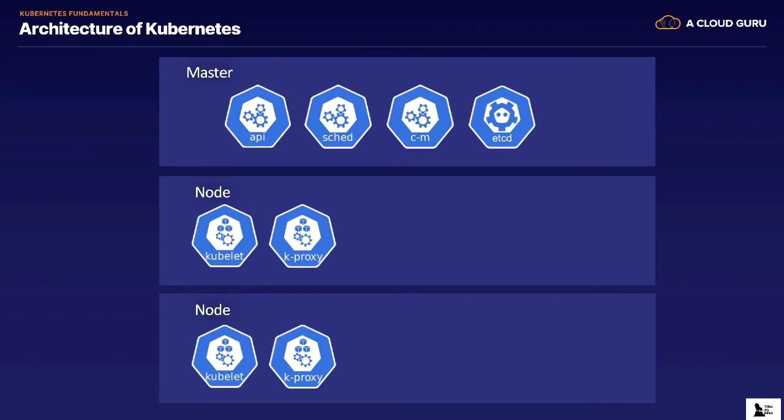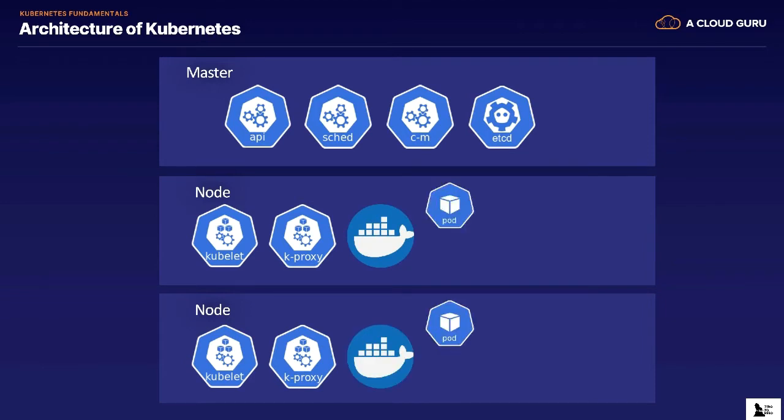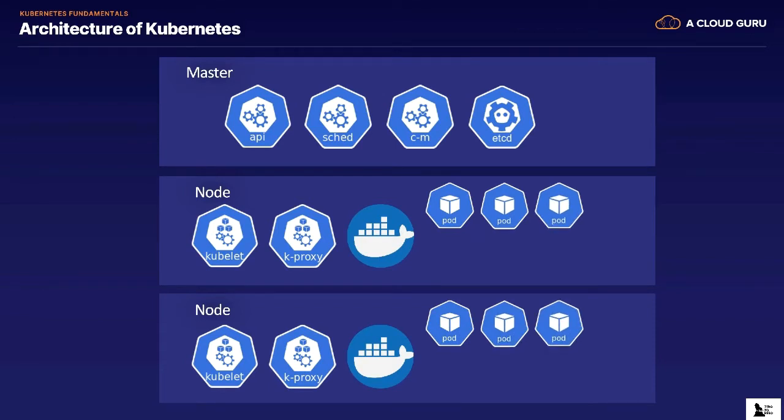Now, on each of these nodes, you'll have a Kubernetes agent called a kubelet, which is used to communicate with the API server on the Kubernetes master node. You'll also have a kube proxy, which is a network proxy service. You'll have a container runtime, such as Docker, and then from there, your applications are going to run inside containers, usually Docker containers, and those containers run inside Kubernetes pods.